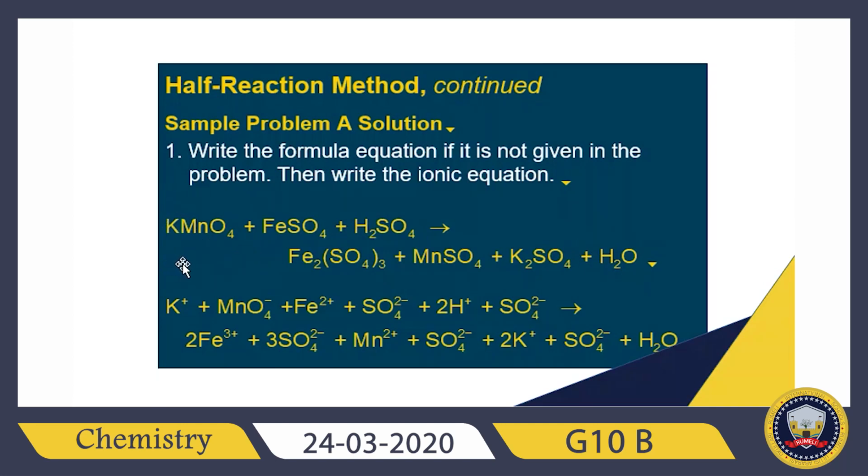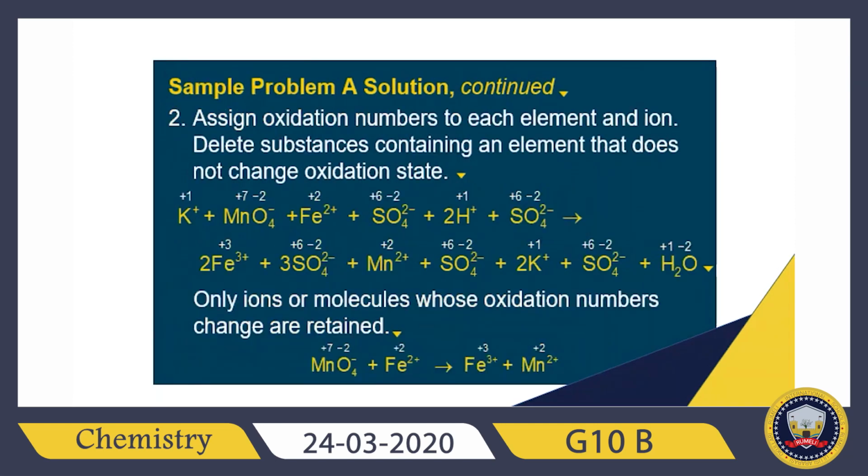The first step is to convert this into an ionic equation. As we have learned before, we will just separate the positively charged ions and the negatively charged ions for each of these compounds. Okay, so we can get this ionic equation. Step number 2, assign oxidation numbers to each element and ion, and then delete substances containing an element that doesn't change oxidation state, as we said.